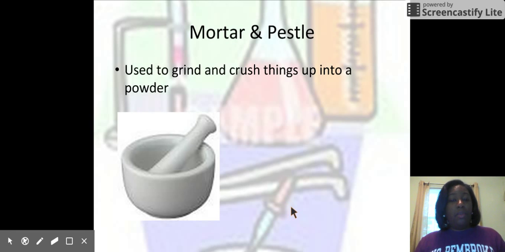Okay. Yeah, it looks like something from the caveman days. It is a clay utensil, so it is older. Basically, it is very sturdy and holds up well. It does make a little annoying noise, but you know that you're getting it ground up.